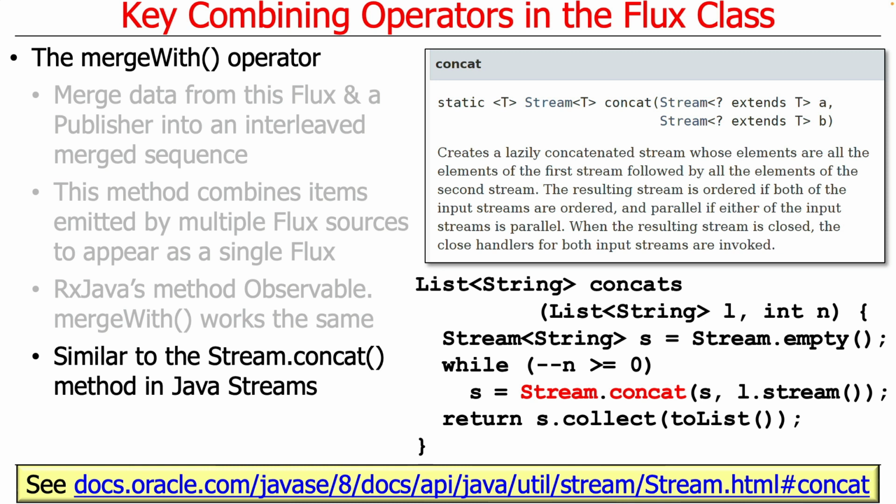So here's an example where you can concatenate a string to itself n times. If you have a string, or in this case a list of strings, you take the list of strings and the value n, and this makes an empty stream. And then while n is greater than or equal to 0, we're going to concatenate the current stream with the list turned into a stream, overwriting the stream when it comes back. We do this basically n times. And when we're all done, we collect the results into a list.